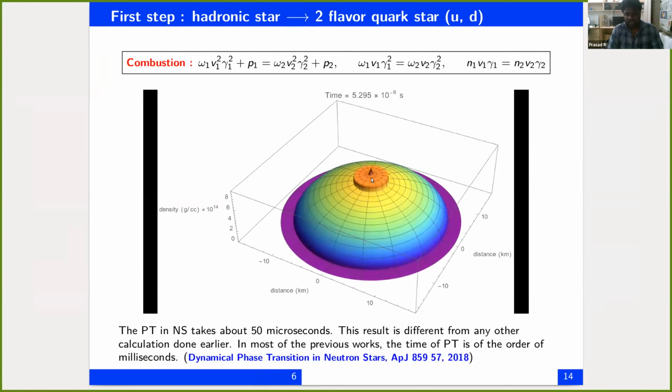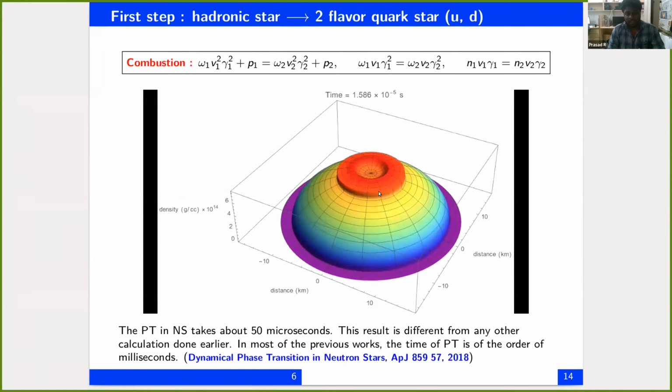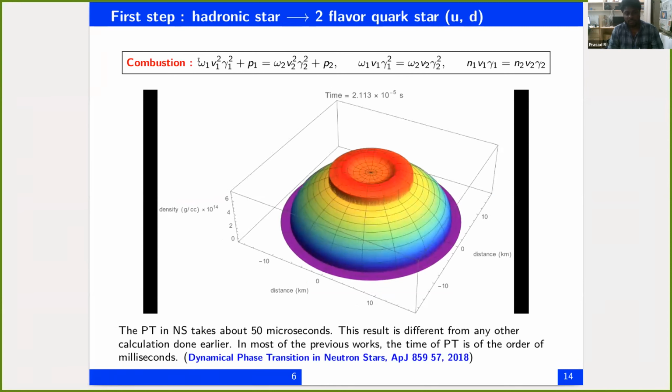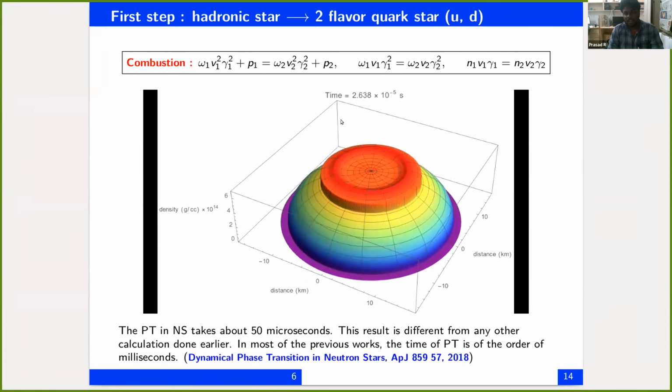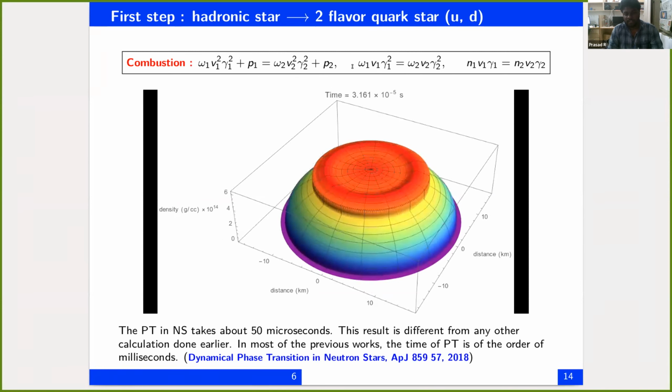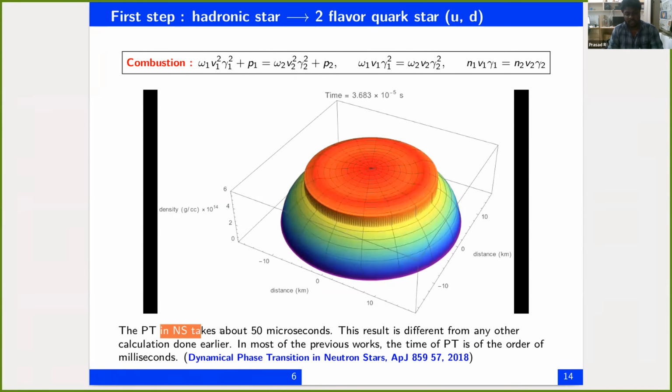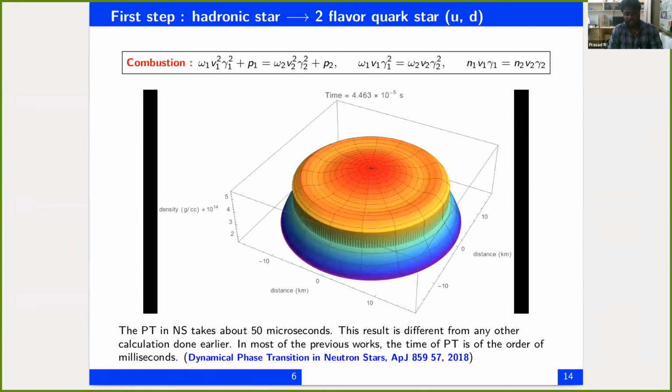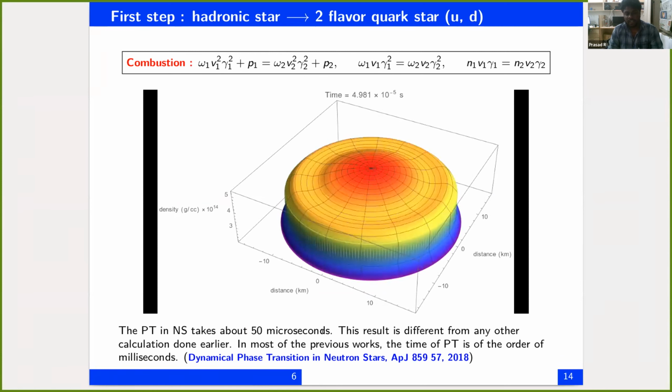And you can see the discontinuity results in a shock wave which is propagating outward, and high density quark matter is formed. For combustion, we employed these equations to replace the nuclear matter with the quark matter in the region surpassed by the shock. The results reveal that the phase transition takes place in about 50 microseconds. This is a very rapid process.